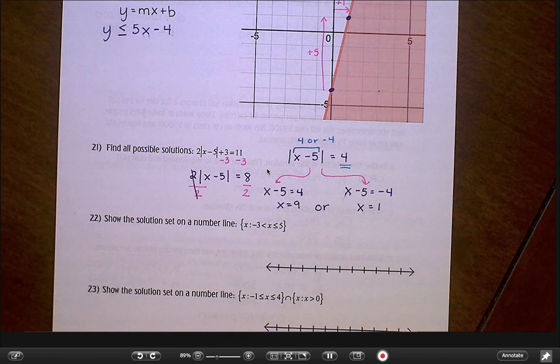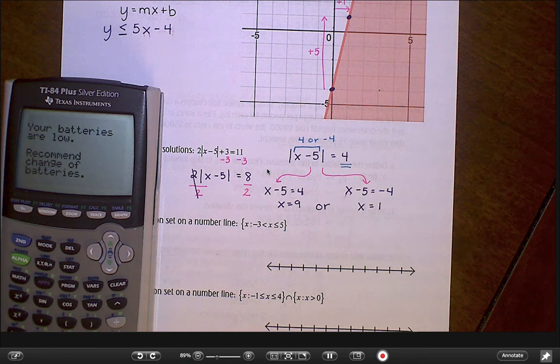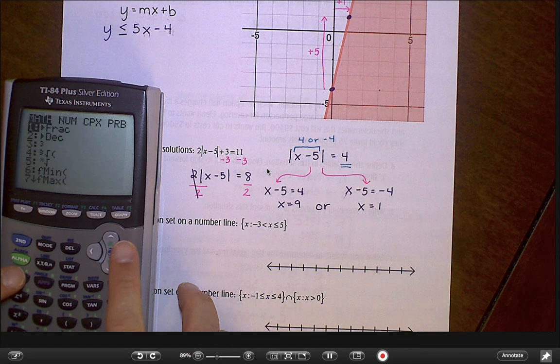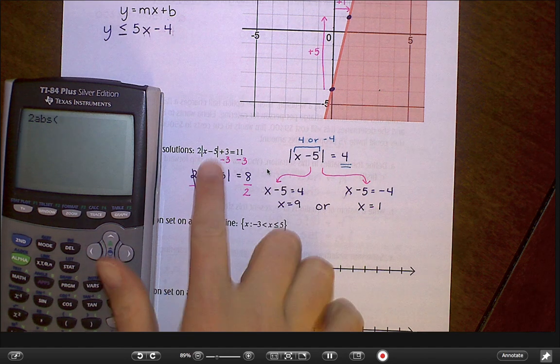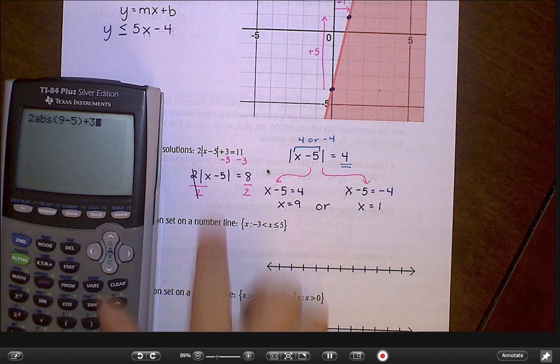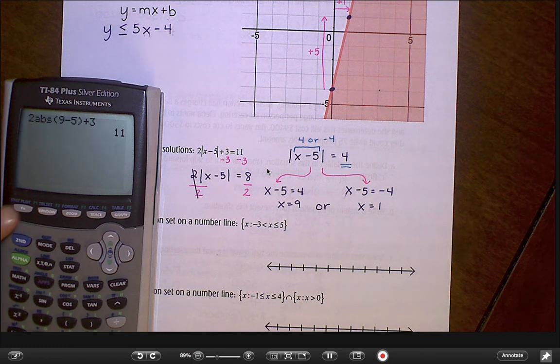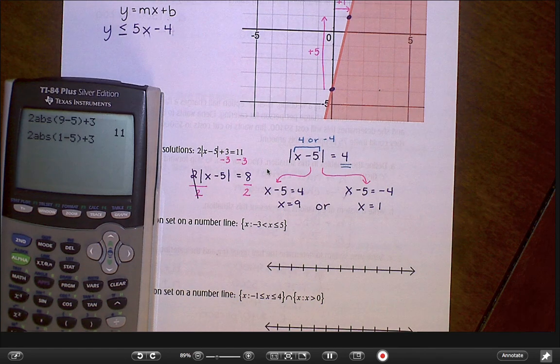Okay, if you really wanted to check yourself on this one, remember we did talk about how to do absolute value on your calculator now. Oops, let's hope that holds out. So I could type in, just on my regular calculator screen, 2, and then go find that absolute value command of, what do we get as one of our answers? 9. So 9 minus 5, parentheses, plus 3. And it should come out to be 11, yes? And then I could switch that 9 out for a 1. Okay, so 2 times the absolute value of 1 minus 5 plus 3. And that also works out to be 11. Okay?